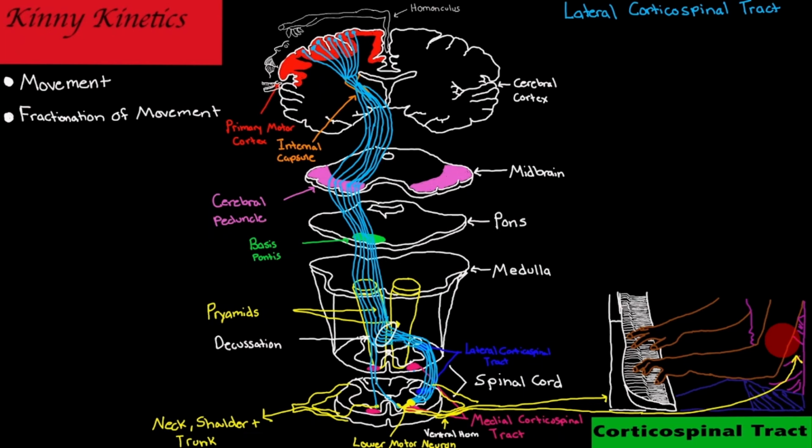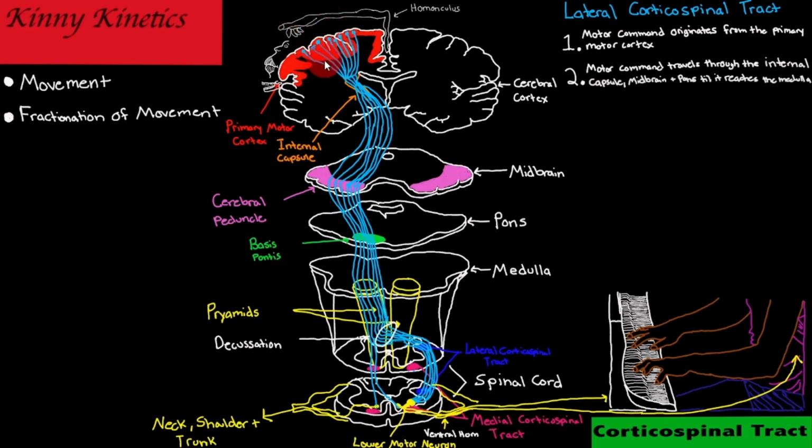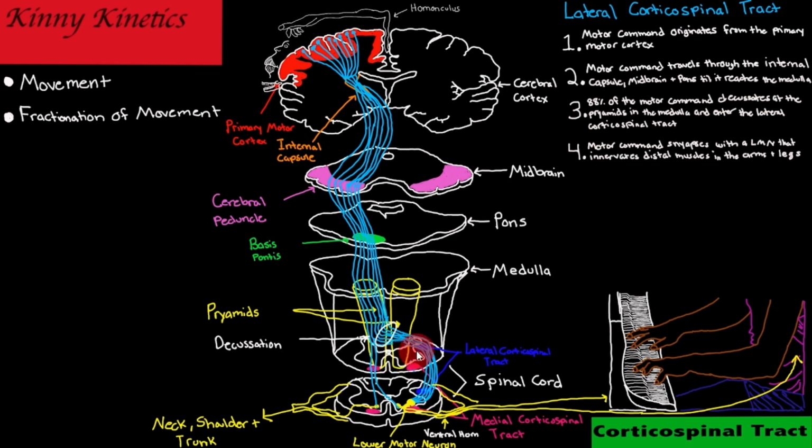Now let's recap the order in which the motor command travels through the lateral corticospinal tract. Number 1. Motor commands originate from the primary motor cortex. Here, the axons of the cell body for the arm and hand muscles are activated. Number 2. The motor command travels through the internal capsule and through the midbrain and the pons until it reaches the medulla. Number 3. 88% of the motor command decussates at the level of the pyramids and enters the lateral corticospinal tract. Number 4. The signal synapses with the lower motor neuron in the spinal cord and travels through the ventral horn to innervate the muscles of the hands and the arms.